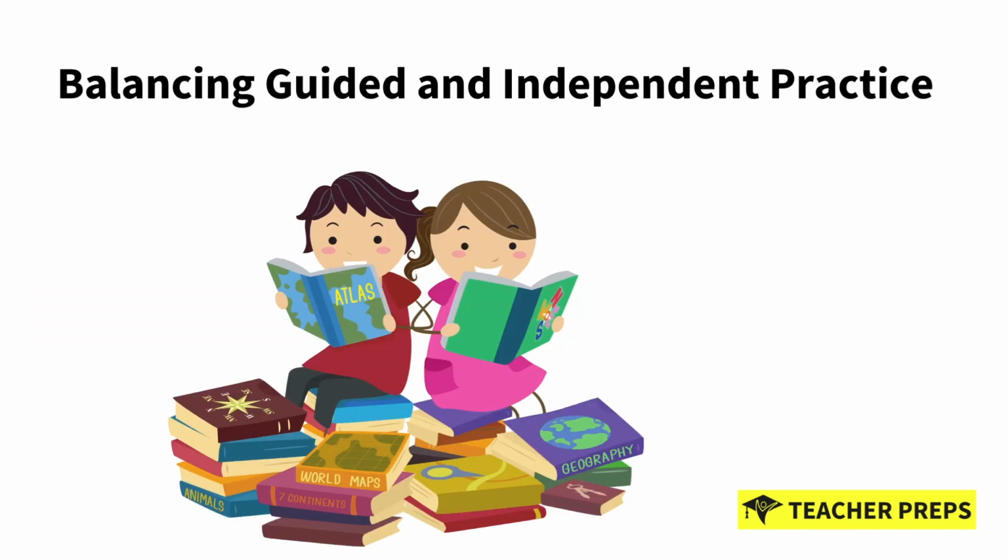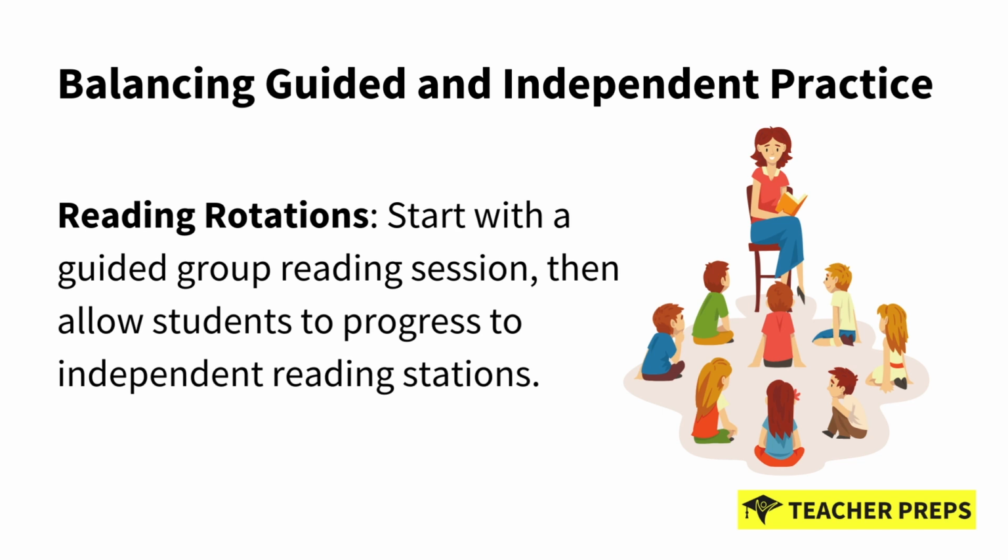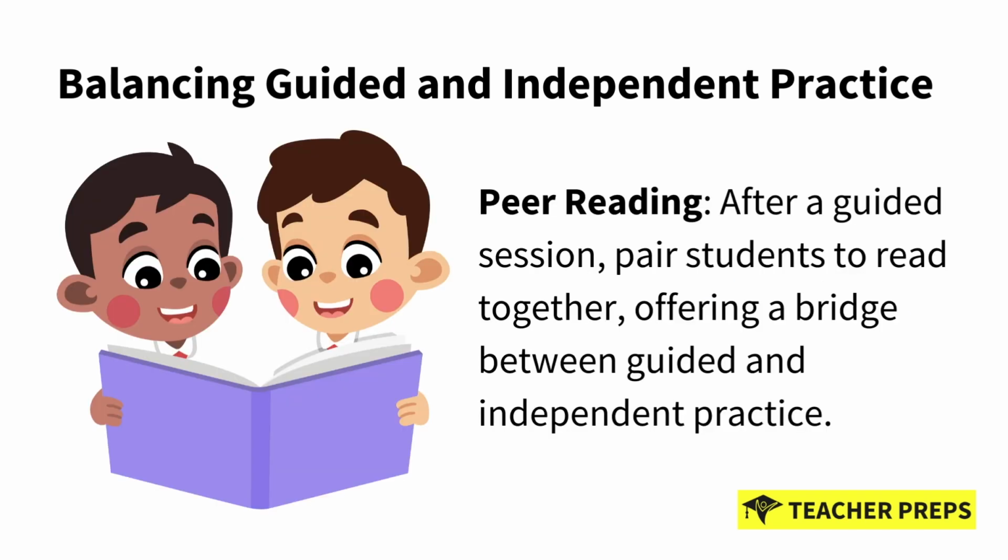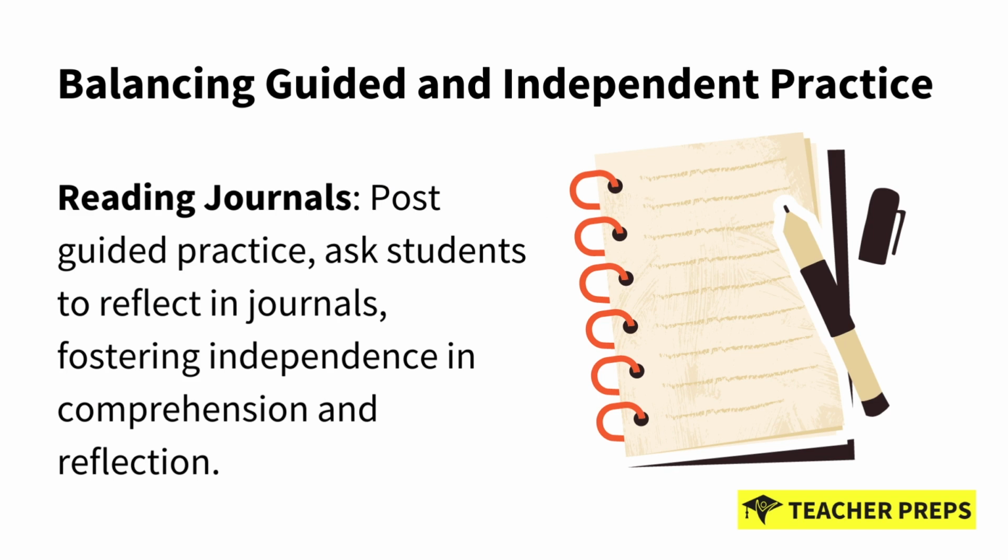The following are ways a teacher can integrate guided and independent reading inside the classroom. Reading rotations: start with a guided group reading session, then allow students to progress to independent reading stations. The next strategy is peer reading. After a guided session, pair students to read together, offering a bridge between guided and independent reading. The next strategy is using reading journals. Post-guided practice asks students to reflect in journals, fostering independence in comprehension and reflection.